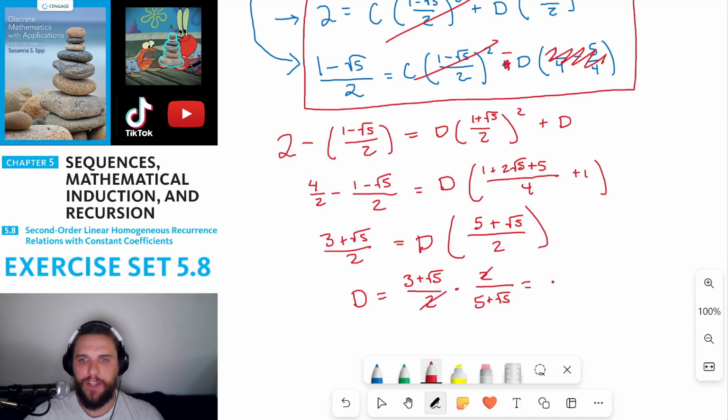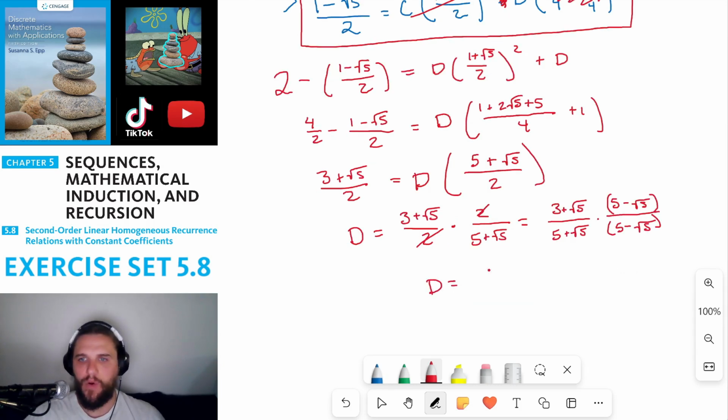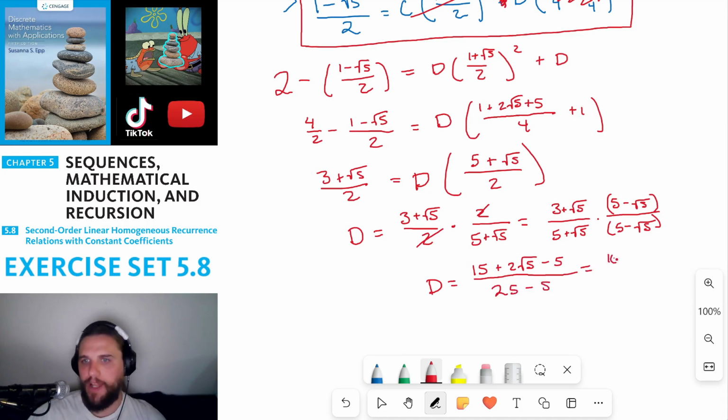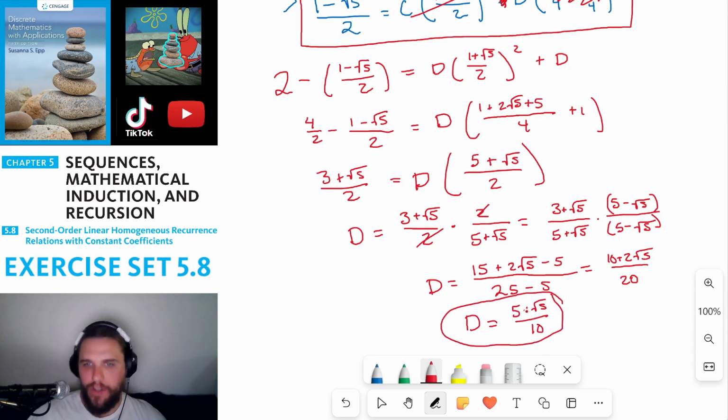The 2's cancel, and so this is 3 plus root 5 over 5 plus root 5. But then we can simplify this by multiplying the numerator and denominator by the conjugate of the denominator. That'll rationalize the denominator here. And this simplifies to d equals 15 plus 2 root 5 minus 5 over 25 minus 5, which simplifies to 10 plus 2 root 5 over 20. And that simplifies to 5 plus root 5 over 10. So that is the solution for D.